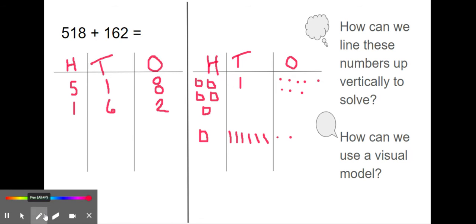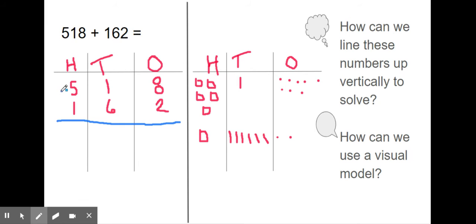So here we go. Let's solve. I'm going to change my pen color. Okay, so 8 ones plus 2 ones means that I have now made a new 10, right? A new group. So I will put my 0, and then I need to add my new 10, right? Remember, it doesn't matter if you put your 10 up top or at the bottom. I'm going to put it at the bottom. So I have 1 plus 6, which is 7, plus 1 more, which is 8, and then 5 plus 1, which is 6. So I have 680.